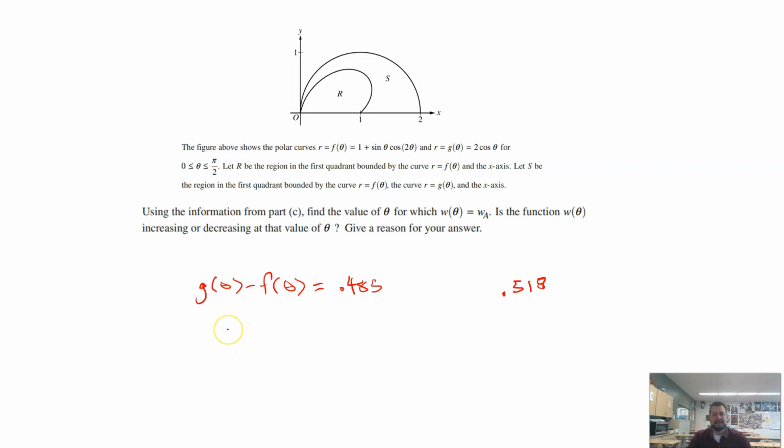Now it also wants to know, is the function increasing or decreasing? So what we have to do is take the derivative at that particular value and plug that in. And if that number is positive, then it's going to be increasing. If that number is negative, then it's going to be decreasing. And it just so happens that at that time, it is less than 0. You just put it in, it's less than 0. So we can say that it is decreasing as well.